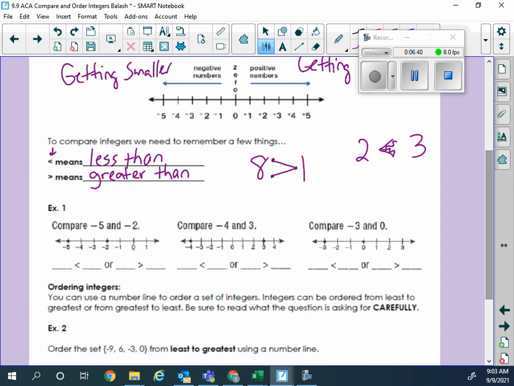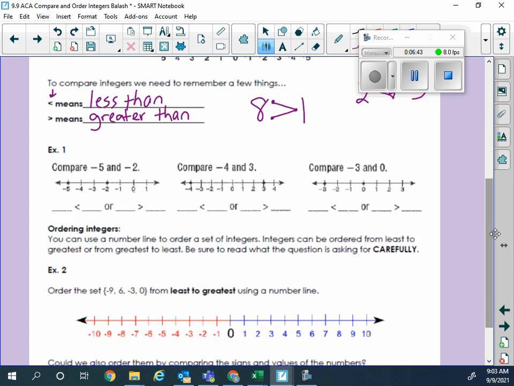Okay. All right. We're going to compare -5 and -2. So the first thing we want to do is, since it gave us a number line, let's use the number line. So -5 was here. -2 is here. So first they want us to tell you what is less than what. -5 is less than -2. How do you know? Because it's further away, that's right, it's further to the left. Are you with me? It's further to the left.